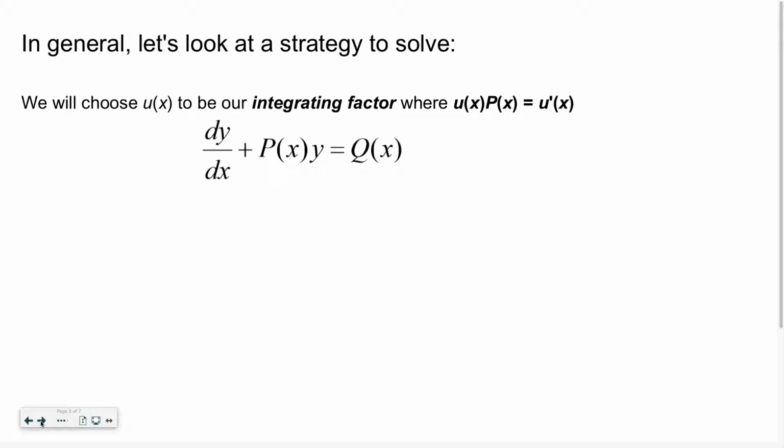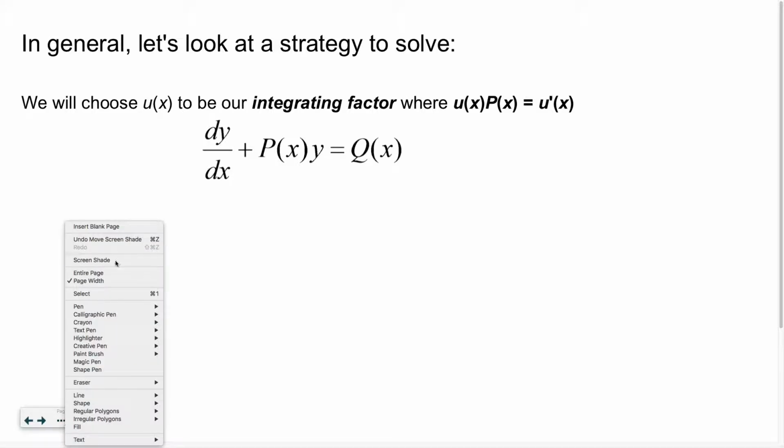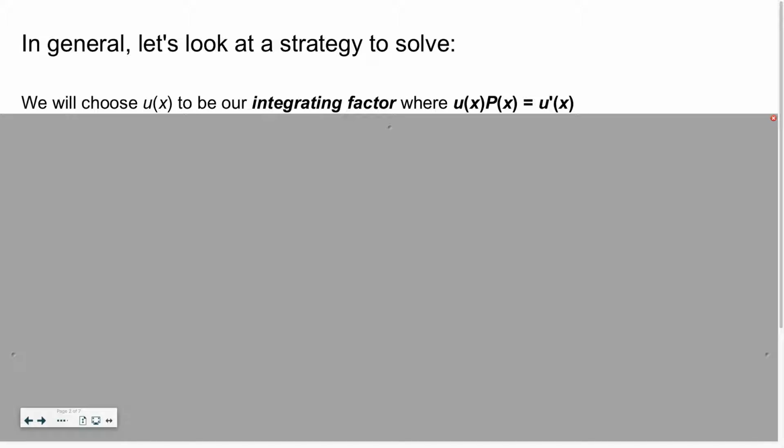So we are going to choose what we call an integrating factor. And I would write this down. We're going to choose an integrating factor. We're going to call it u of x. And we're going to choose u of x so that u of x times p of x equals u prime of x. I'll show you how to choose it, but I'm telling you that this is what it needs to look like in the end.